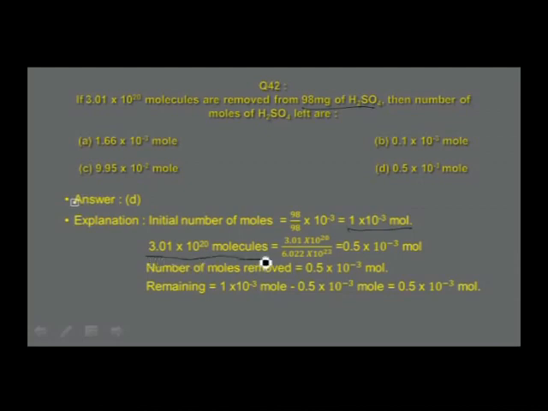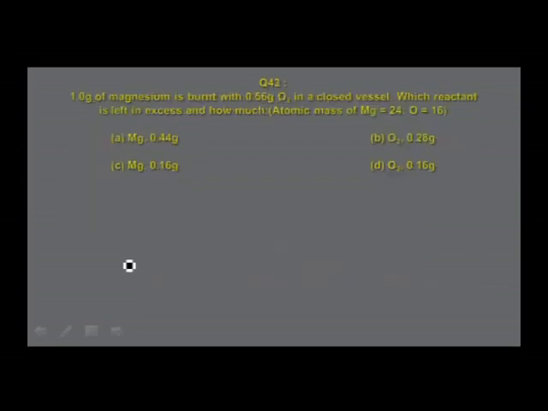For 3.01 into 10 power 20 molecules is equal to 3.01 into 10 power 20 divided by 6.022 into 10 power 23. That is equal to 0.5 into 10 power minus 3 mole. Therefore, number of moles removed is found to be 0.5 into 10 power minus 3. The remaining number of moles is 1 into 10 power minus 3 minus 0.5 into 10 power minus 3 mole. That is equal to 0.5 into 10 power minus 3 mole. And the answer is found to be in option D. So that is the very correct answer. Let us move on to the next slide, and hopefully that will be the last slide we can discuss.